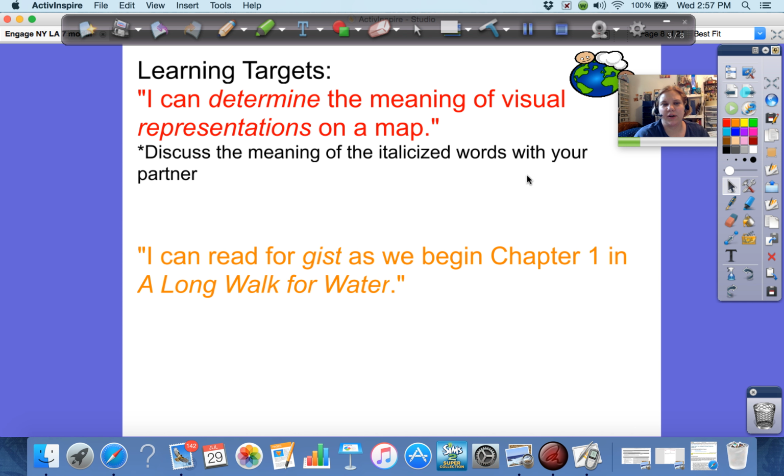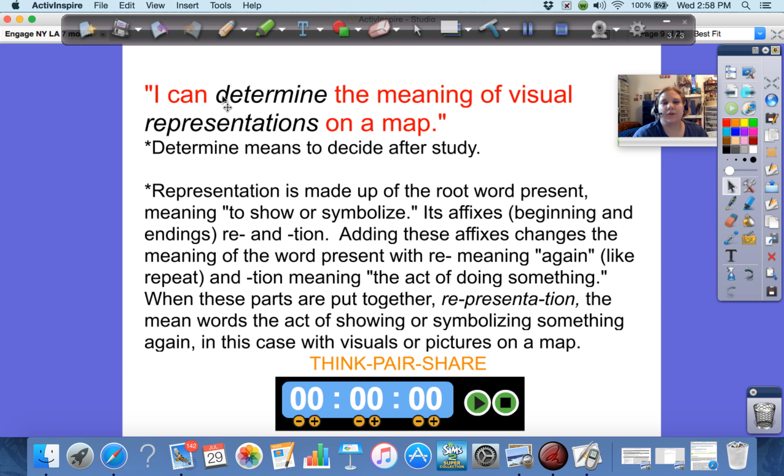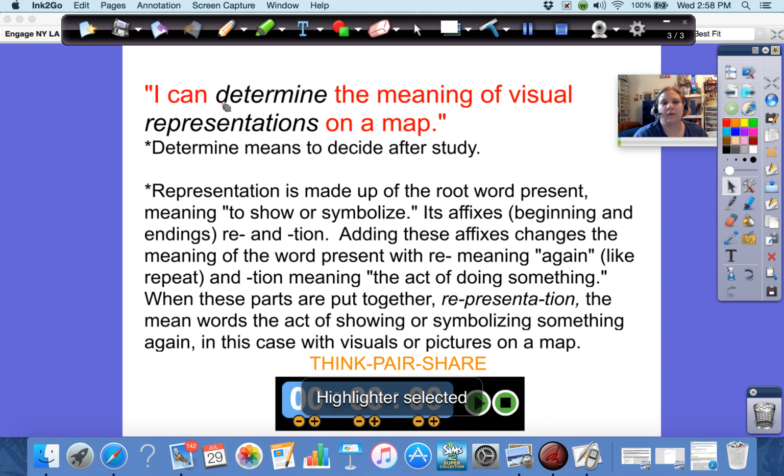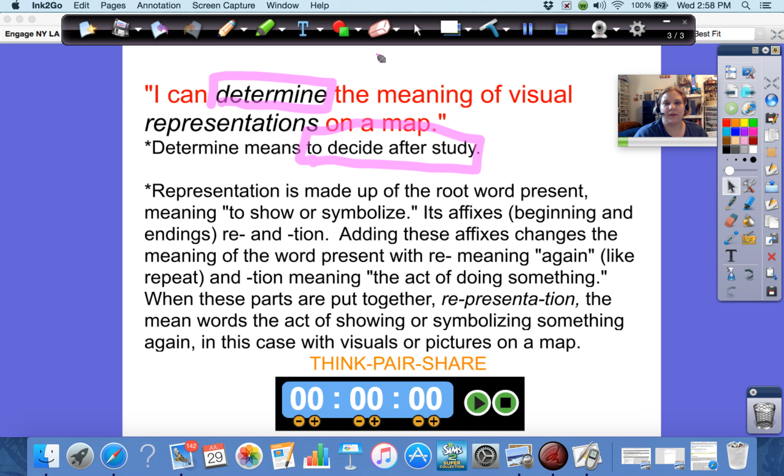The second learning target, I can determine the meaning of visual representations on a map. So the two words that are italicized are determine and representations. Okay, and then we'll talk about this next one. I can read for gist as we begin chapter one in A Long Walk for Water. We'll talk about that in a minute. So, determine, if you look here, okay, means to decide after study. So, that's pretty self explanatory. So, I can figure out the meaning of visual representations on a map.